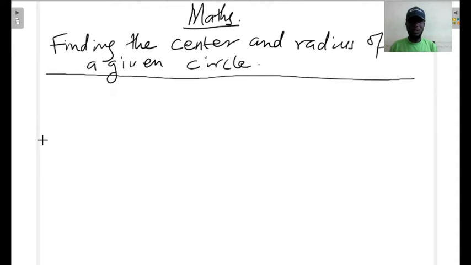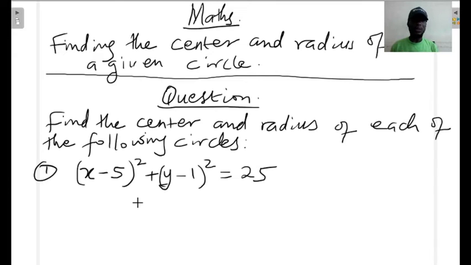So the equation of a circle can be given both in the standard form or the general form, but then you'll be asked the same question. So let's take questions on both of them quickly. The general instruction is find the center and radius of each of the following circles. And the first question is the equation x minus 5 all squared plus y minus 1 all squared equals 25.